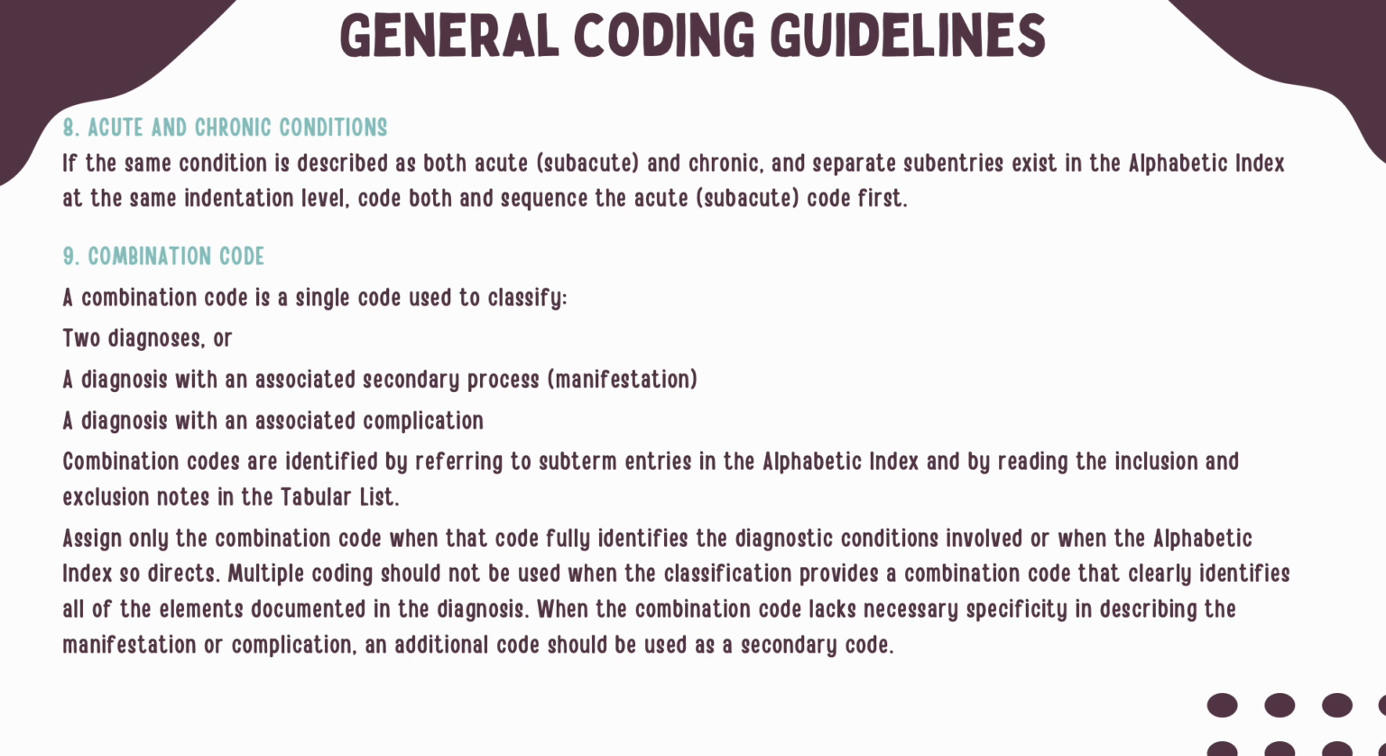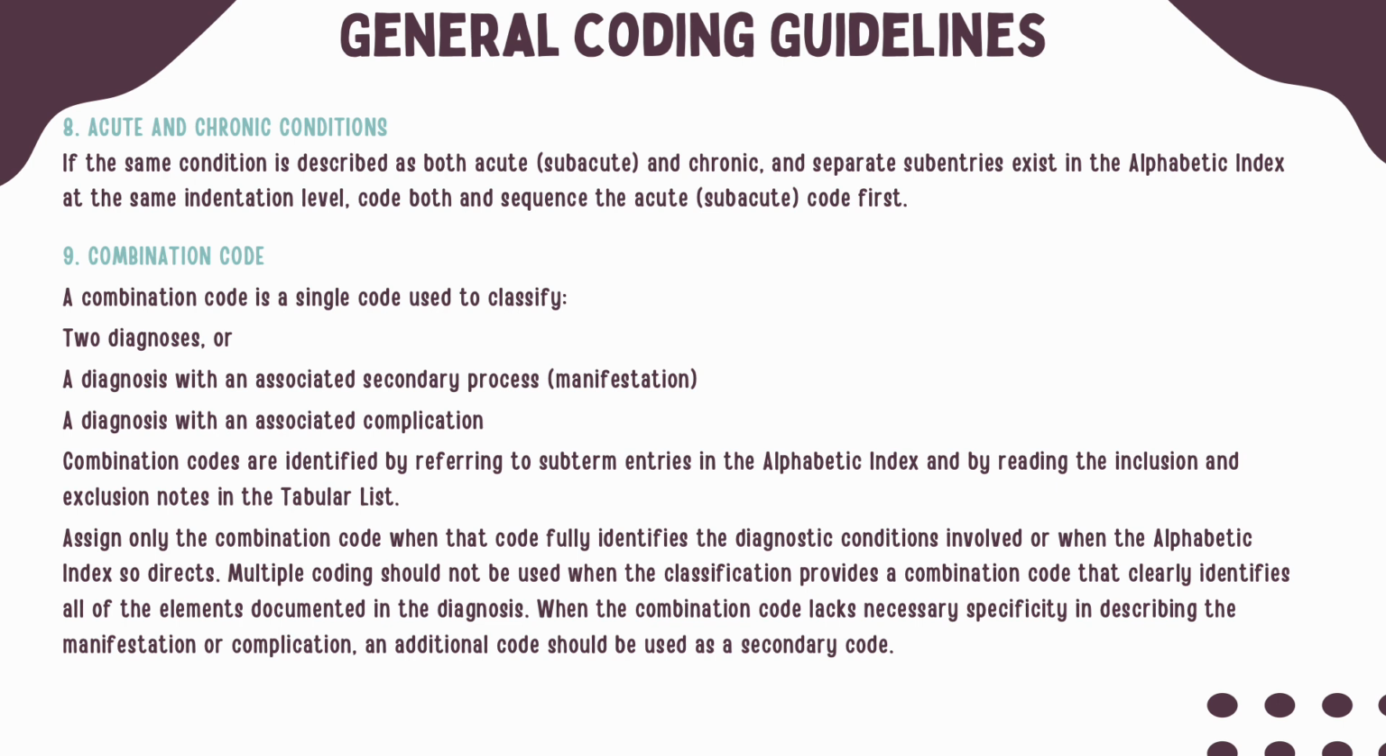Sometimes documentation will support acute and chronic versions of the same condition. If separate entries exist within the alphabetic index at the same indentation level, both should be coded with an acute sequenced first. Combination codes are going to be those that are a single code that describe one of the following. You can either have 2 diagnoses, a condition with an associated manifestation, or a diagnosis with an associated complication.